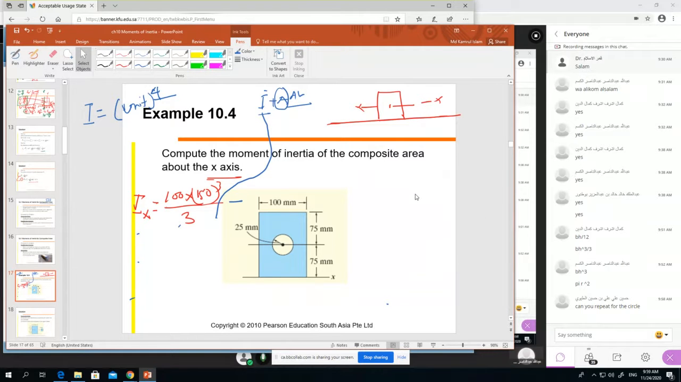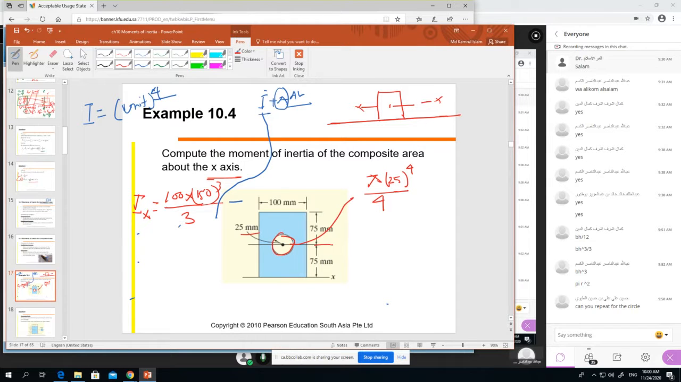For the circle, the circle at the center, right? For the center we already learned the moment of inertia is pi r to the power 4. Here r is 25, so pi r to the power 4.